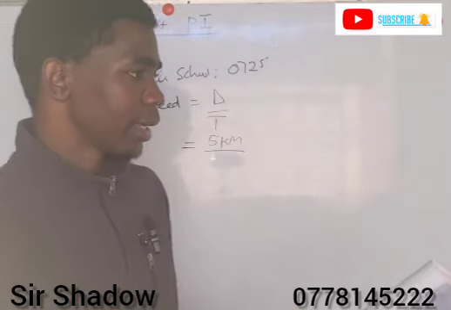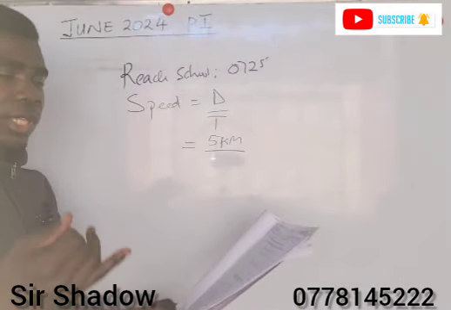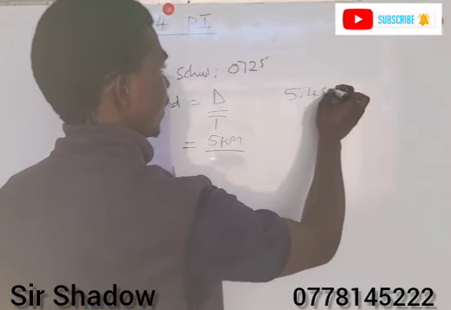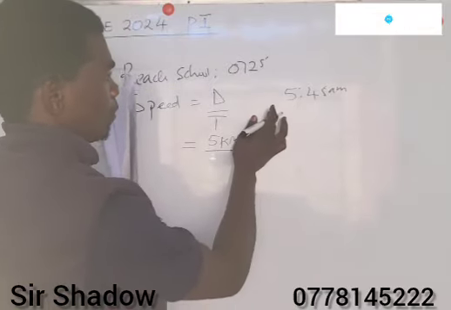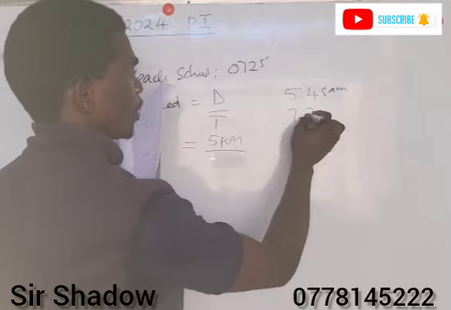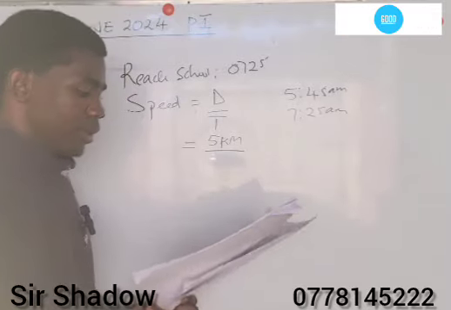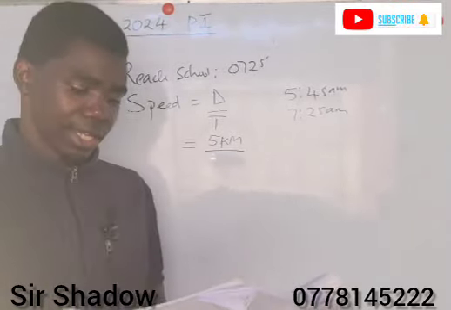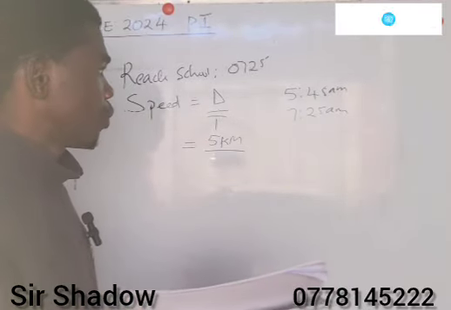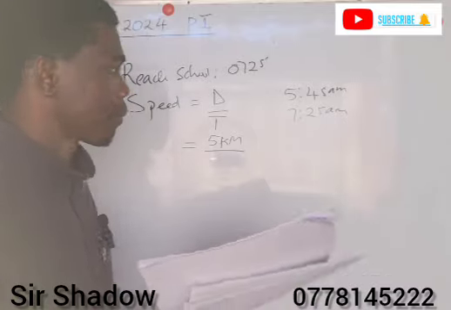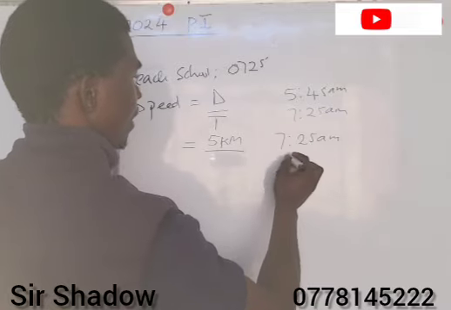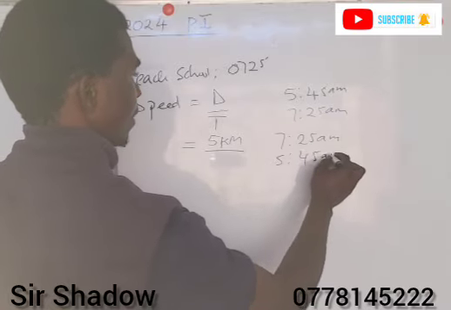The learner leaves home at 5:45 a.m. and reaches the school at 7:25 a.m., and the learner P was late. So we want to find the time taken by the learner to reach the school. We are saying 7:25 a.m. minus 5:45 a.m.